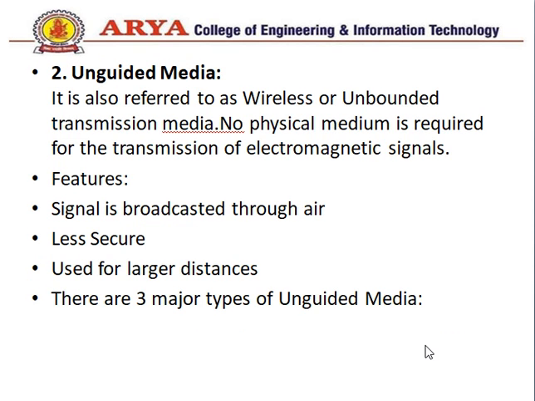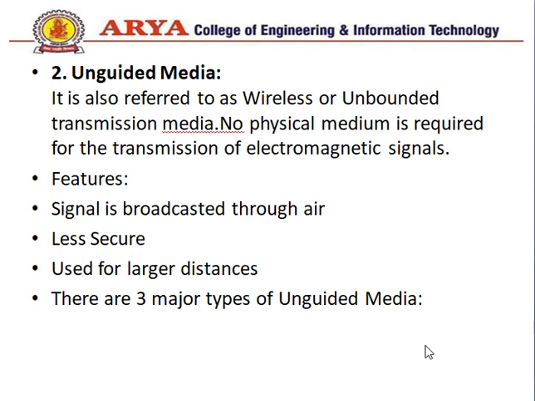Next is the unguided media. It is also referred to as wireless or unbounded transmission media. No physical medium is required. In guided media, we need a cable for the transmission, but here, with the help of air, the data is transmitted. No physical medium is required for the transmission of electromagnetic signals. What are its features? Signal is broadcast through air, less secure, used for larger distances.